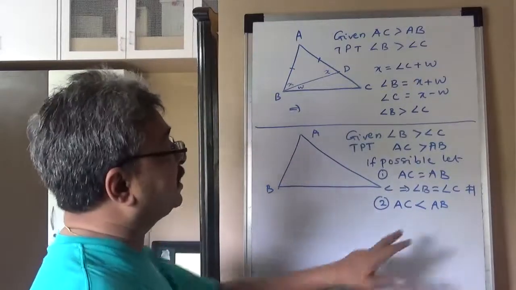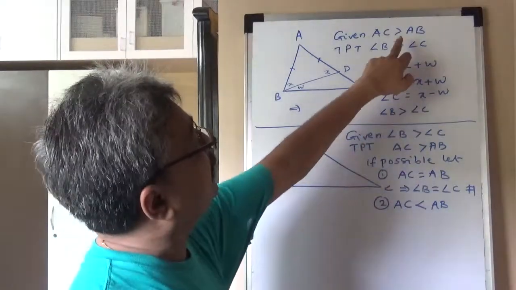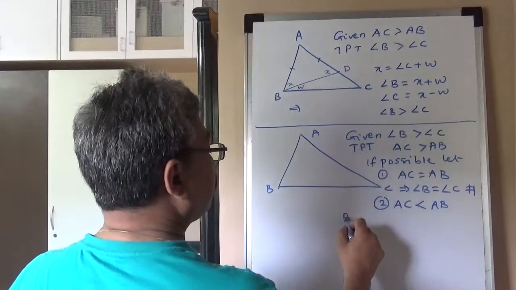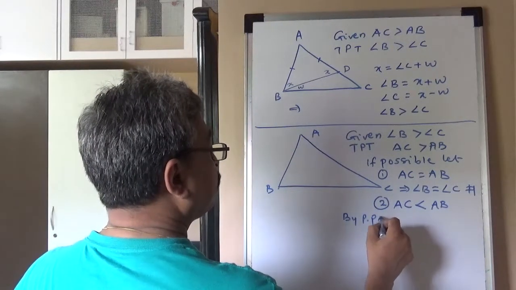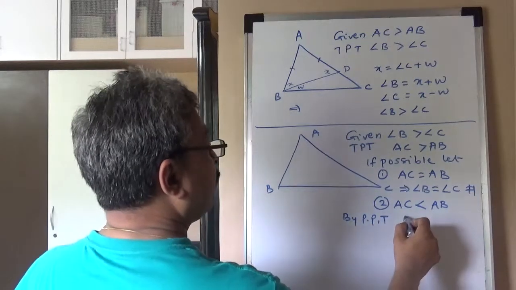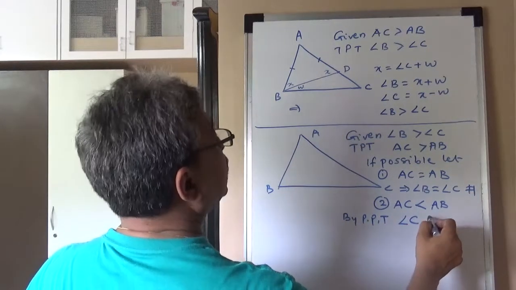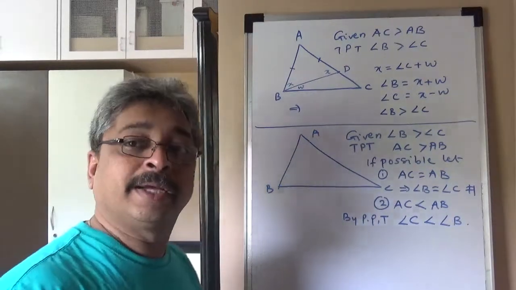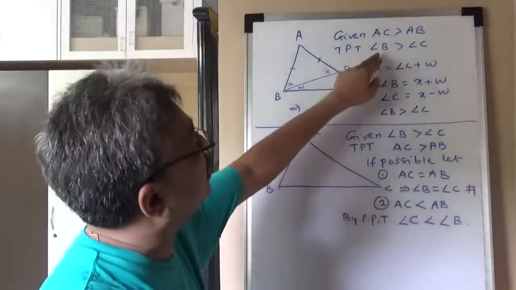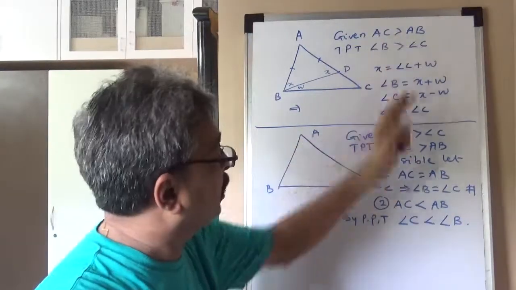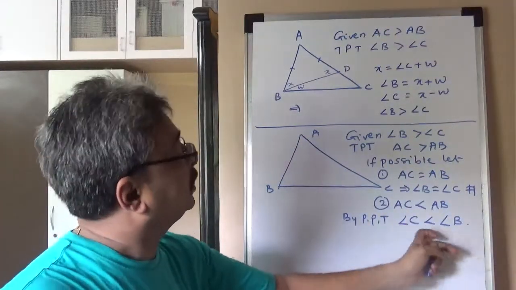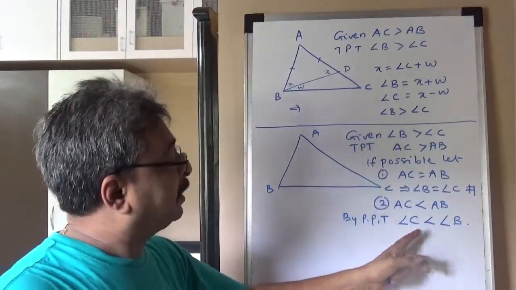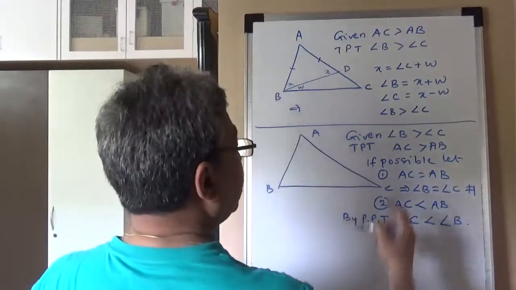Now if AC is less than AB, then we have this theorem to support us by previously proved theorem. What do we get? Angle C is less than angle B. Applying this, but then the inequality here is a little opposite, and therefore the result is opposite. So if AC is less than AB, then angle C is less than angle B.